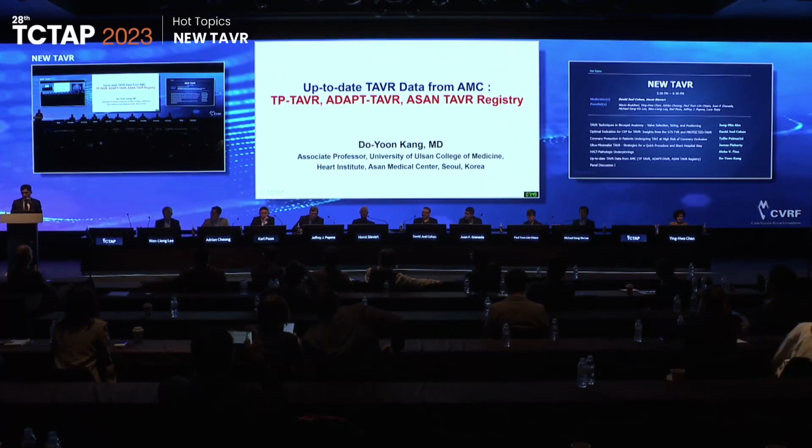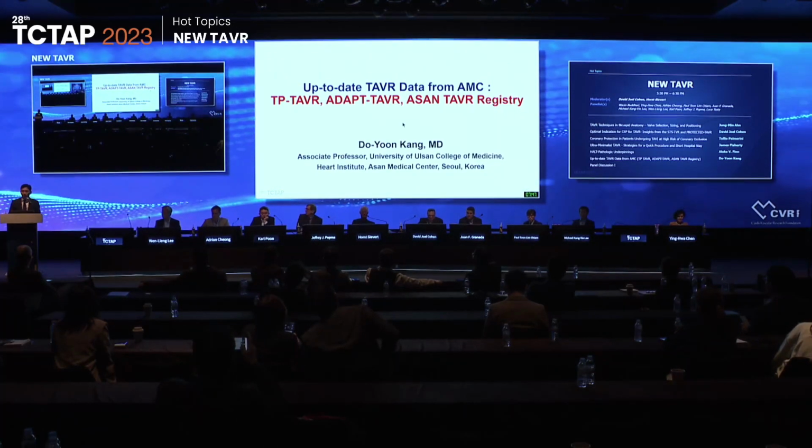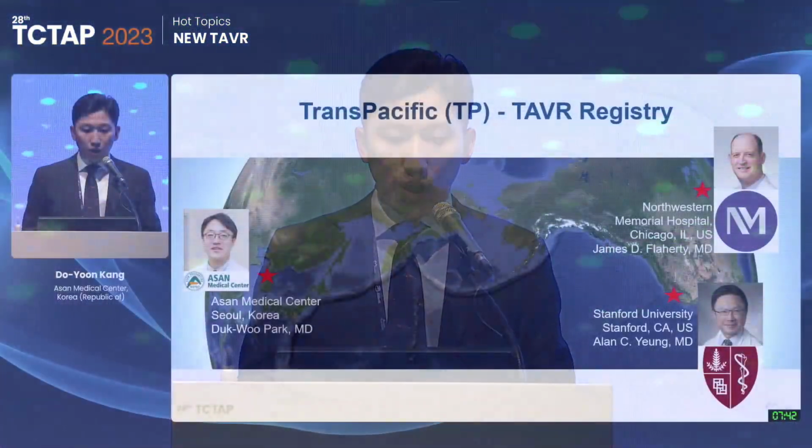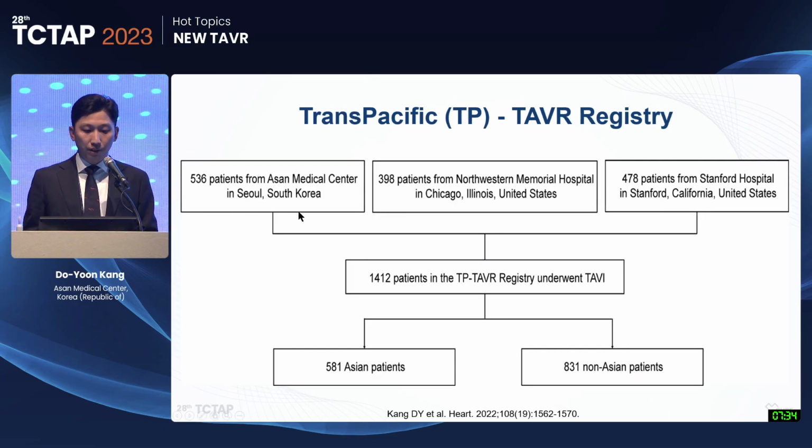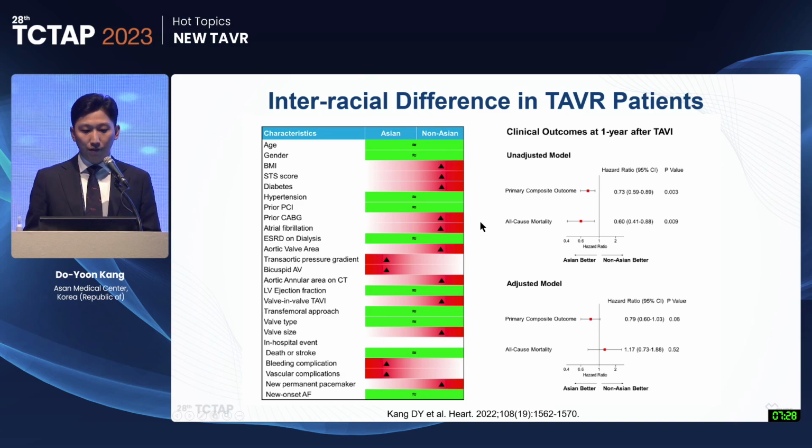Yes, I will talk as briefly as possible. I will just introduce the recent data from ASAN Medical Center. We made the TP-TAVR registry with our center, Northwestern with James Ferrari, and Wen-Lieng from the Stanford registry. And we compared the three hospitals' data, Asian versus non-Asian, on the characteristics of TAVR.